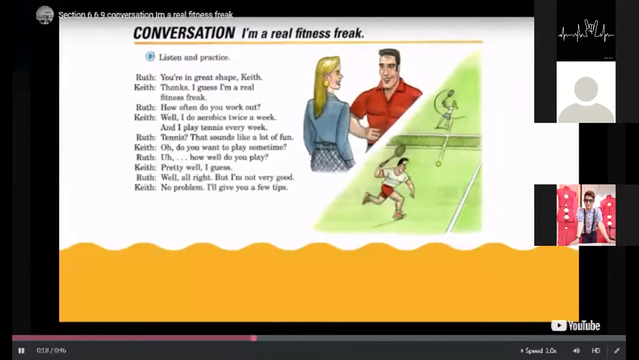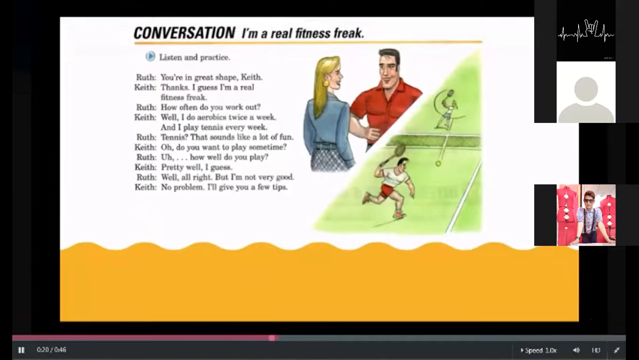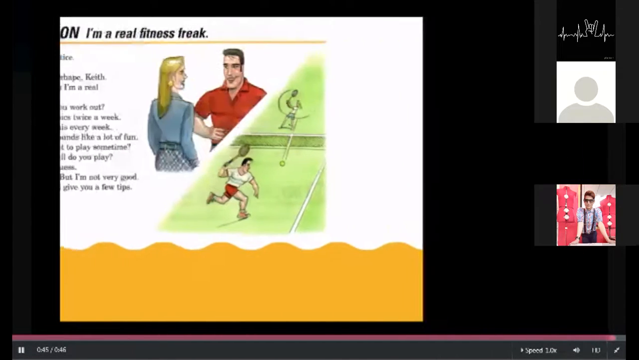You're in great shape, Keith. Thanks. I guess I'm a real fitness freak. How often do you work out? Well, I do aerobics twice a week, and I play tennis every week. Tennis? That sounds like a lot of fun. Oh, do you want to play sometime? How well do you play? Pretty well, I guess. Well, all right, but I'm not very good. No problem. I'll give you a few tips.